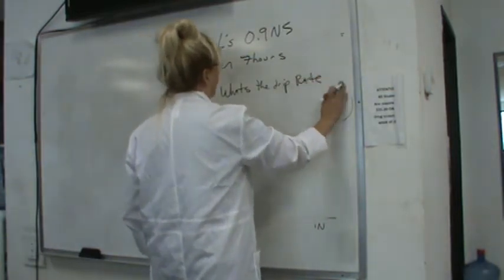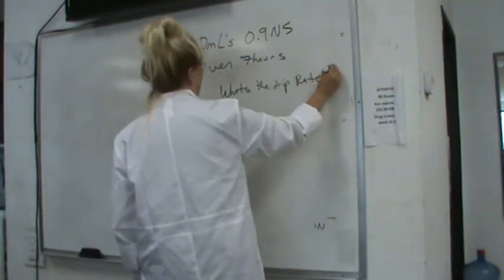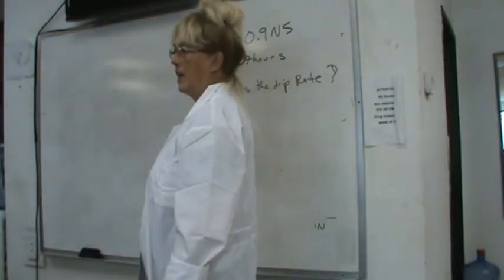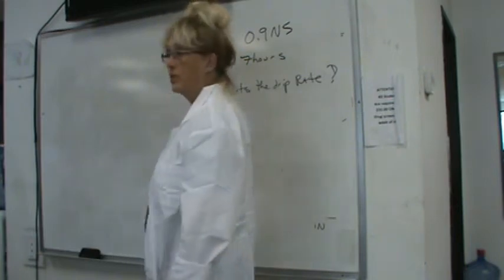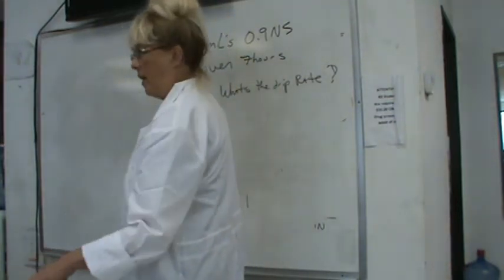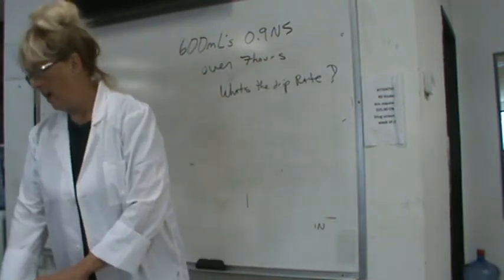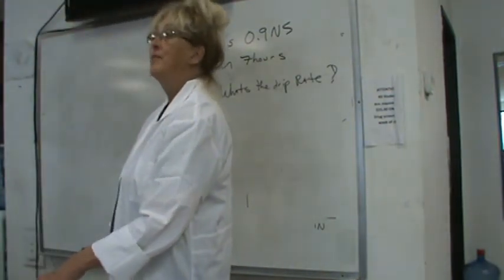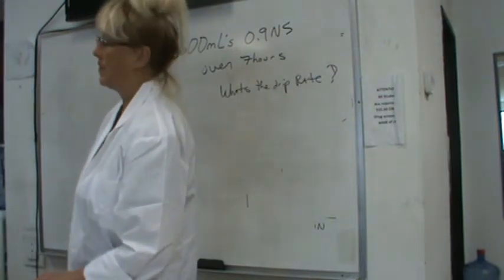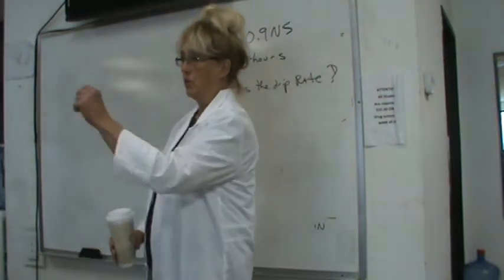You guys are going to get this, I know. Drip rate, 600 mLs of 0.9 normal saline over 7 hours. What's the drip rate? It's still 15. What is it? The standard's still 15, yes. The standard is still 15 drops per ml for IV tubing drip rate.